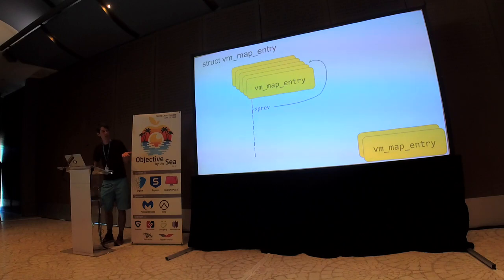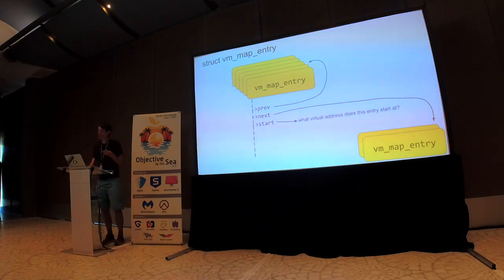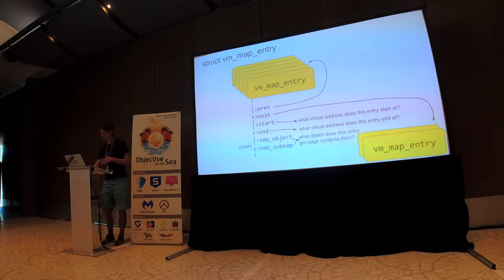Those VM map entries themselves first contain their doubly linked list pointers, so you can go forwards and backwards. If you want to, for example, grab all of the virtual memory map entries covering a region that's spanned by multiples of these, you can start at the first one and iterate through the list until you've grabbed all of them that cover the entire region. Each map entry then tells you, here's the virtual address that I represent the start of, and I represent the end of, so I'm responsible for everything in between start and end. And then finally, at the end, you have the pointers into the object that tells you how to get contents for the pages. And finally, what offset in that object do I start getting my memory from?